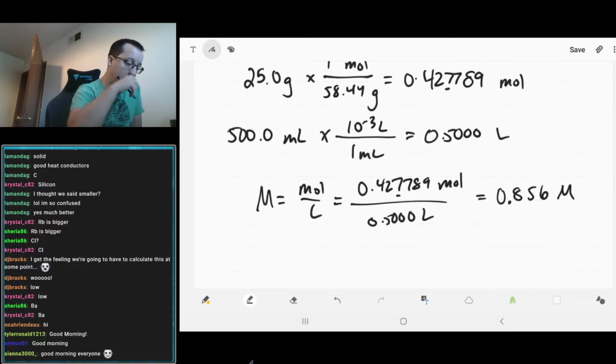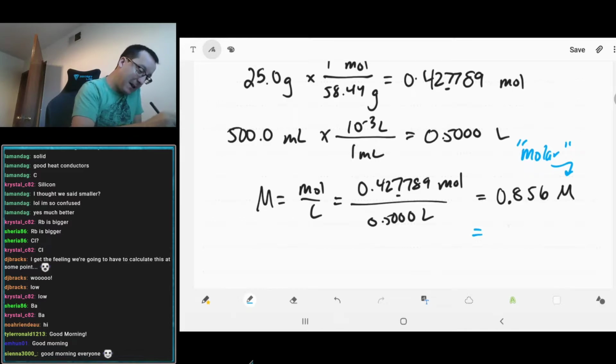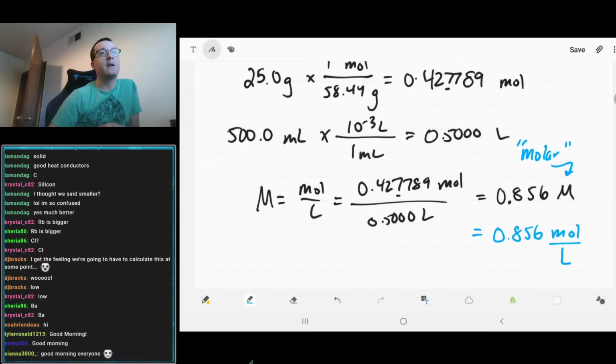Okay. You can either leave the units as capital M, which is read as molar, or it's the same thing as saying moles per liter. Both of these are equivalent. So you can say molar. This solution is 0.856 molar. It has a molarity of 0.856, or it is 0.856 moles per liter. Any of those, it's all the same.